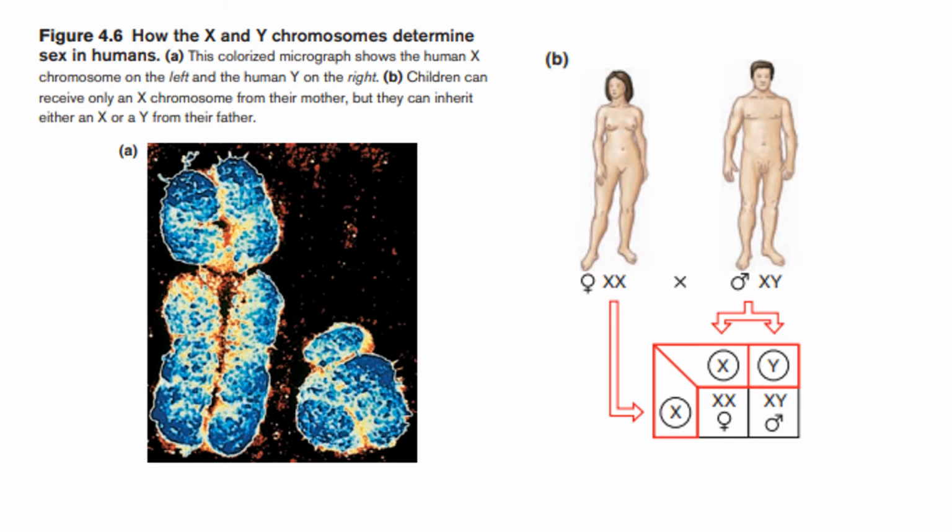This figure shows how the X and Y chromosomes determine sex in humans. Figure 4.6a shows the colorized micrograph of the human X chromosome and the human Y chromosome. In Figure B, children can receive only an X chromosome from their mother, but they can inherit either an X or a Y from their father.